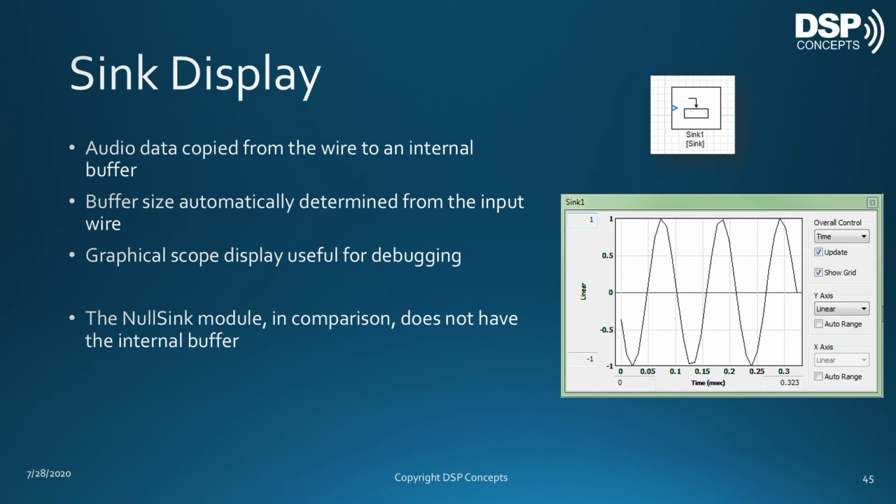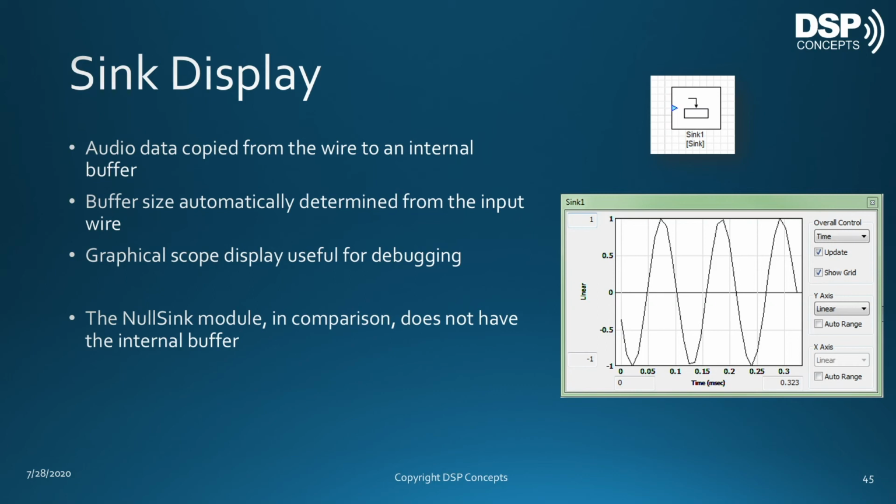Another module that's useful for inspecting data is the sync display module. What this module does is it copies data from the input wire to an internal buffer, and then the designer tools can read the data from the buffer and display it on an inspector as shown on the right. So this graphical scope display is very useful for debugging. On the right, you can also adjust between time domain, frequency domain. You can change your axis and scaling and so forth. So this is the sync display module.